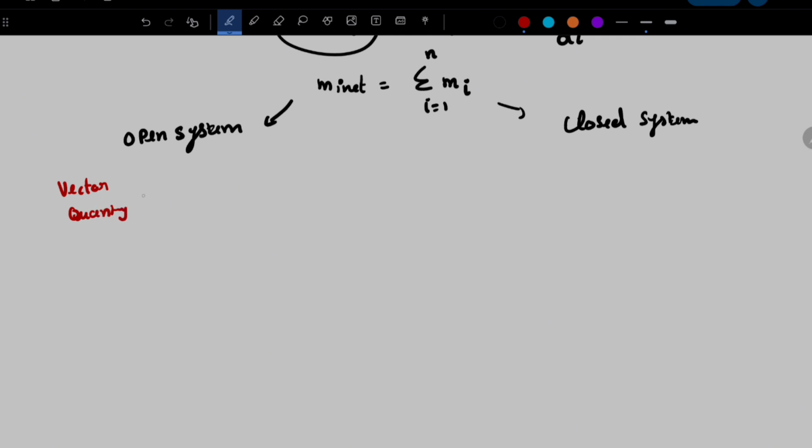A vector quantity is one that has both magnitude and direction. For example, if a liquid is flowing in one direction, that is positive, and the reverse direction is negative. So magnitude and direction make it a vector quantity, and I'm going to calculate the velocity of the liquid. The velocity is actually a vector quantity.